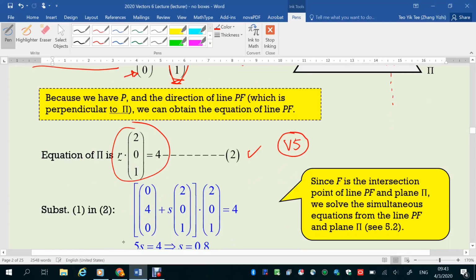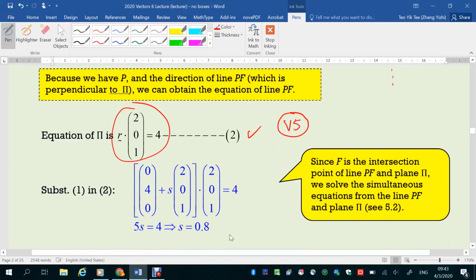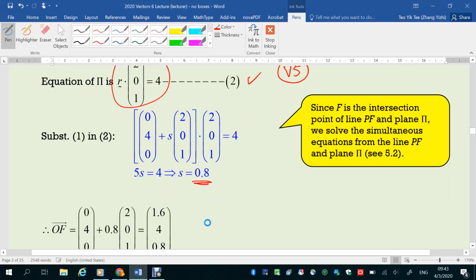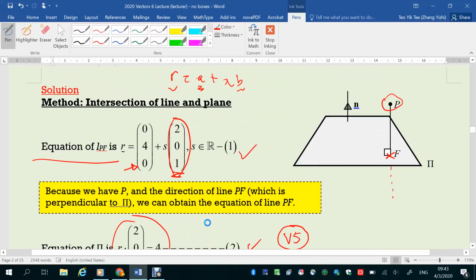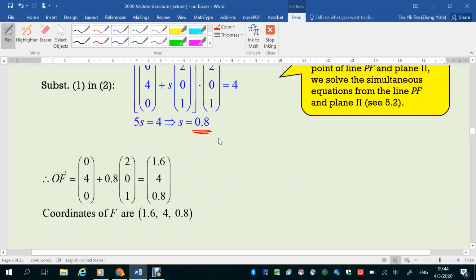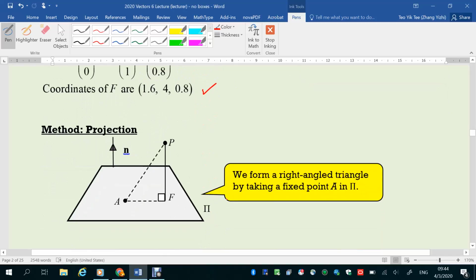So putting equation 1 into equation 2, I solve for s to be 0.8. So when s is equal to 0.8, I put back into your first equation. I will actually get OF to be this. And this is actually the intersection of the line PF with the plane, which also is the coordinate of the foot of perpendicular and the coordinate of your point F. Okay, so that is your first method to find the foot of perpendicular.